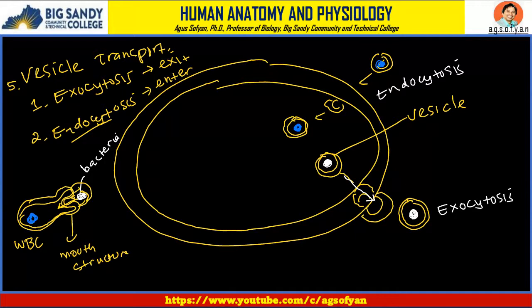This type of endocytosis is called phagocytosis. Phago means eat. So the process of eating a foreign cell, like a white blood cell eating bacteria, is called phagocytosis.